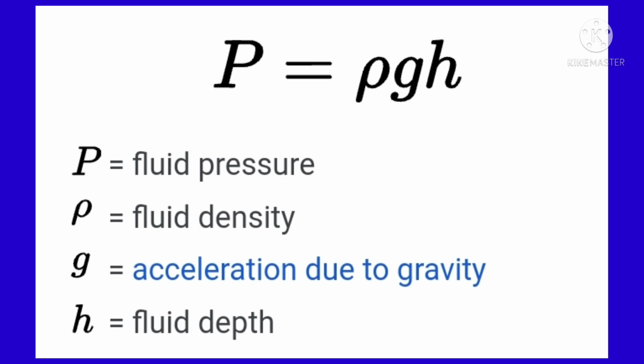Both are directly proportional to pressure. That means if the density of the liquid is more, the pressure is also more, and if the height of the liquid is increased, then the pressure also increases. Here, pressure in a liquid is directly proportional to the height of the liquid, and it is directly proportional to the density of the liquid.